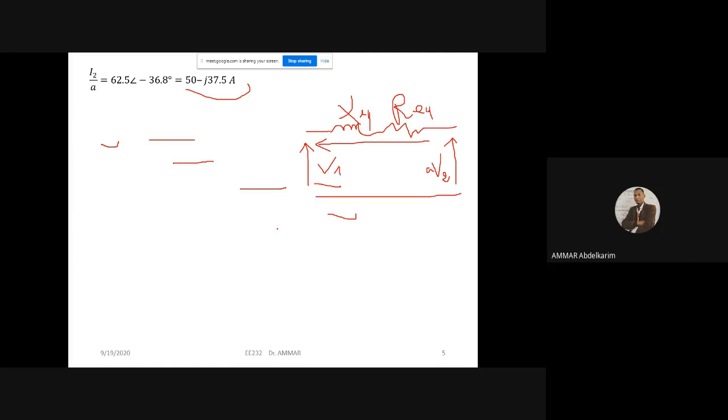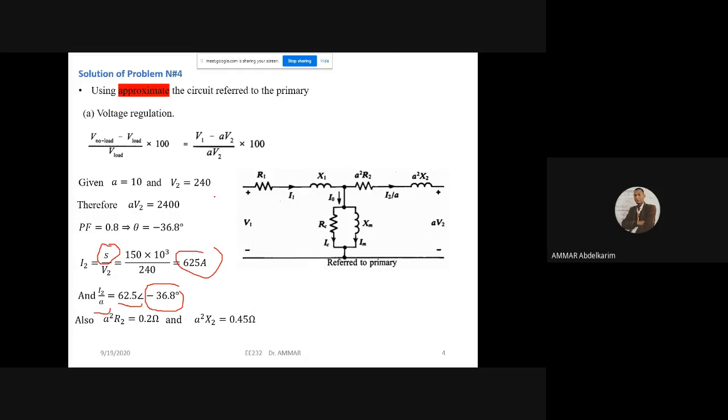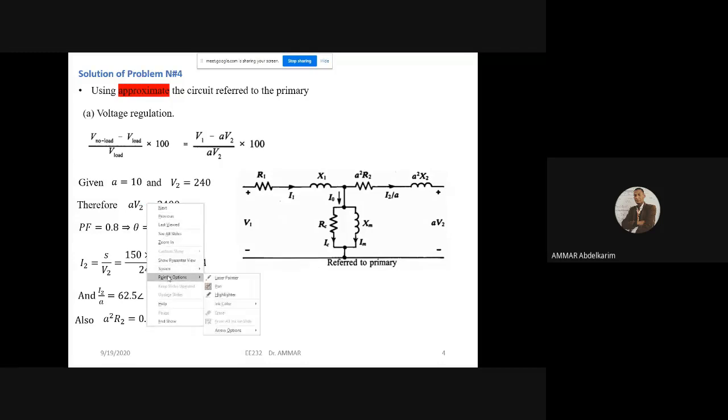So I will quickly repeat the steps to calculate the voltage regulation, because this type of question is always repeated in different problems. The voltage regulation is the magnitude difference between the no-load voltage and the load voltage. And we said that in order to calculate the voltage regulation, it is preferred to use the approximate equivalent circuit referred to the primary or to the secondary. So all parameters must be referred to one side. In this problem, we chose the circuit referred to the primary, and the approximate equivalent circuit, which is simpler than the exact equivalent circuit.